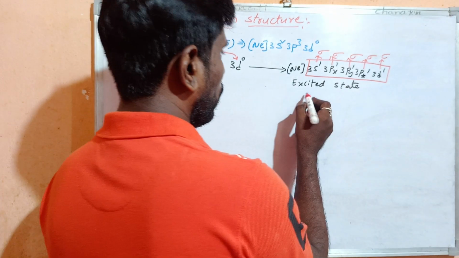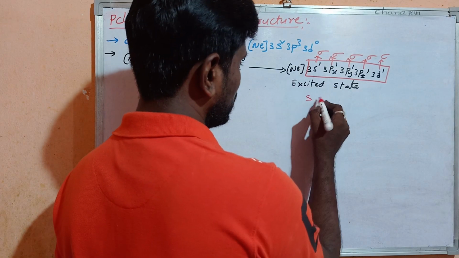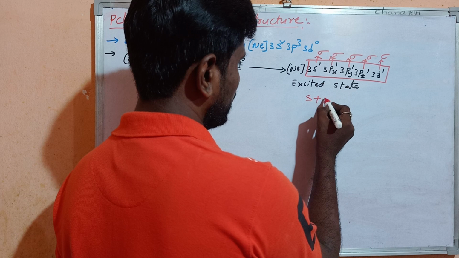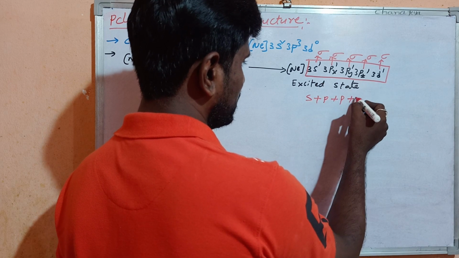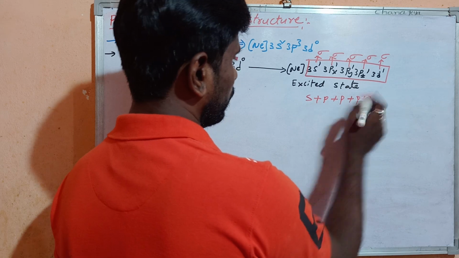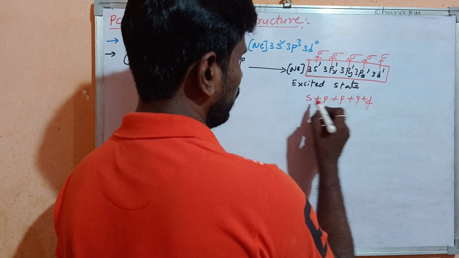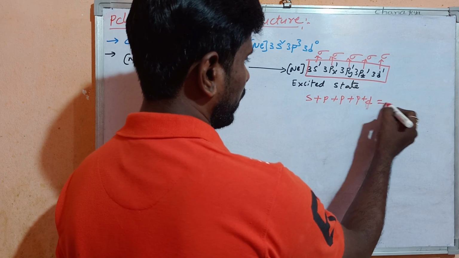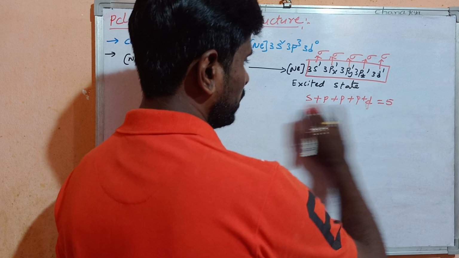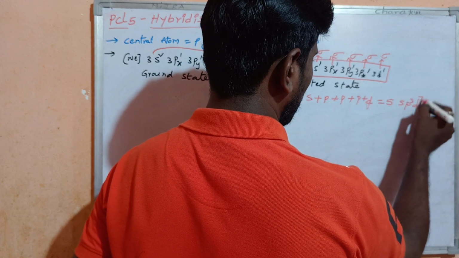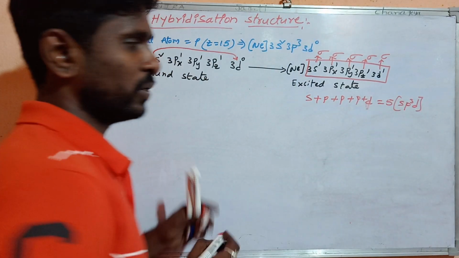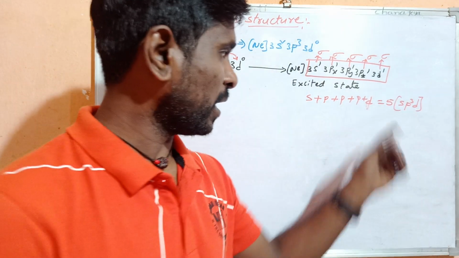It means one s orbital from 3s, one p orbital each from 3px, 3py and 3pz, and one d orbital from 3d. Overall, five atomic orbitals intermix each other. This is sp3d, the hybridization present in phosphorus in PCl5.